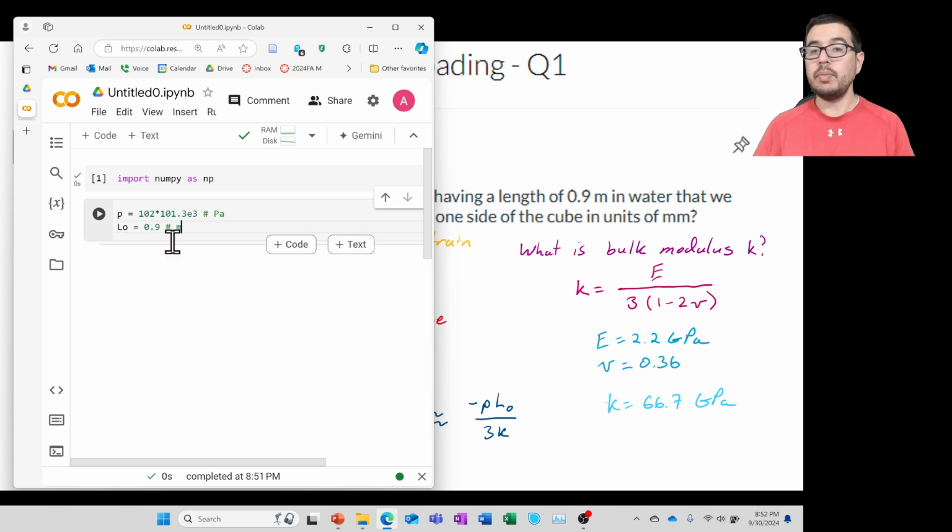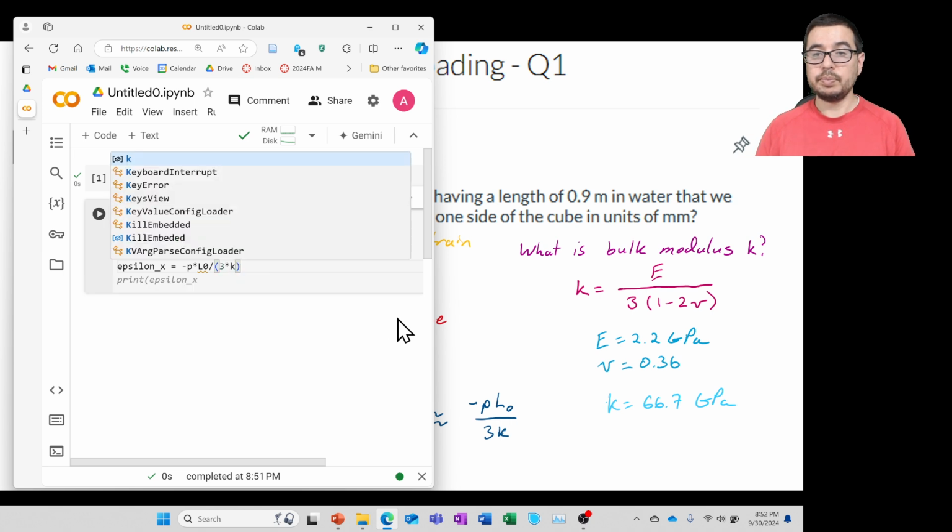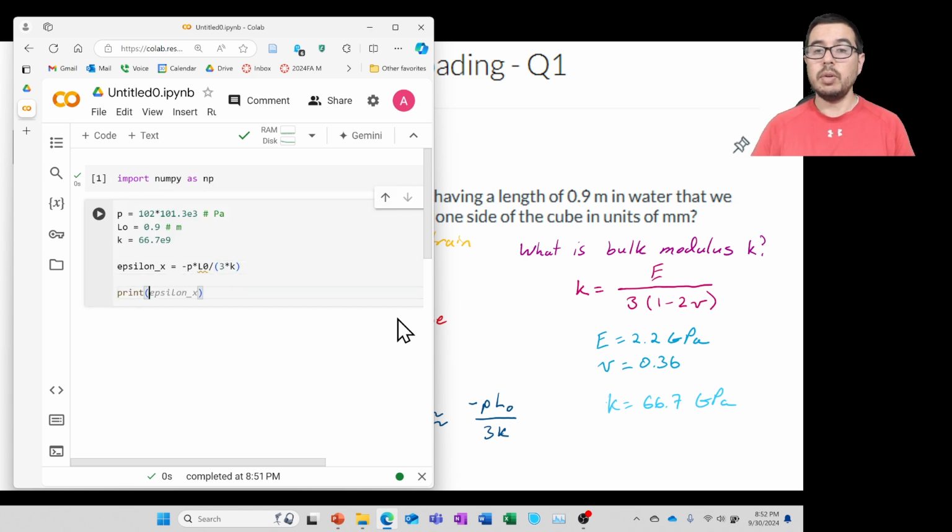So we'll just leave it like that. We have K, which is going to be, I guess we'll just go ahead and skip the calculation. We'll trust that we did it before, but if we wanted, we could do K is equal to E over 3 times quantity 1 minus 2 nu, and we'll just go ahead and calculate this out. So we have that epsilon x is going to be equal to minus P times L naught divided by 3 times K. And we're going to print x like this, and we have np.round.